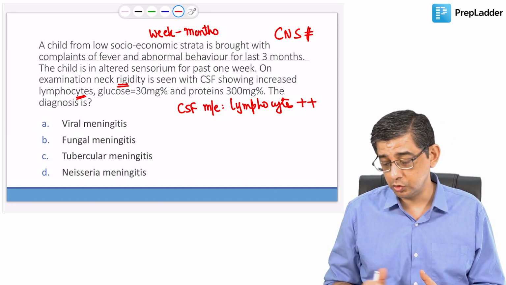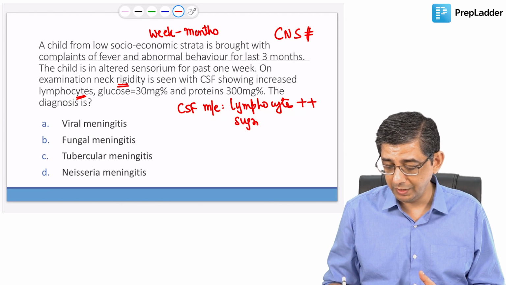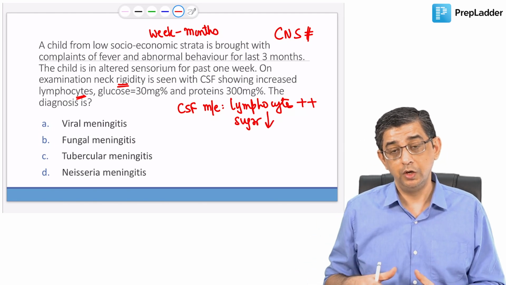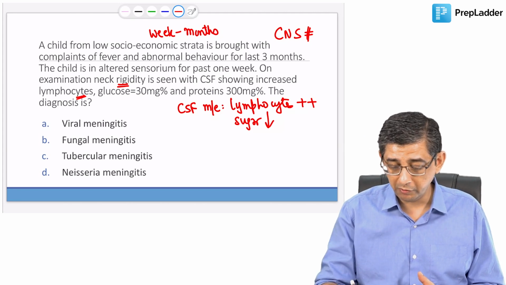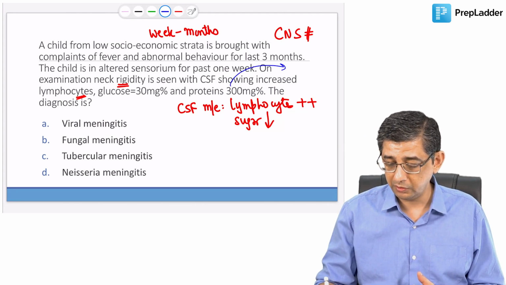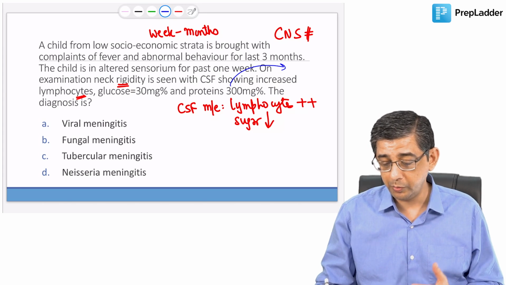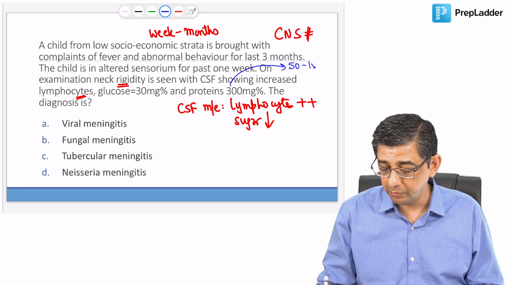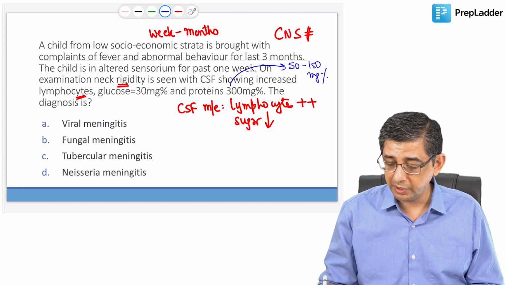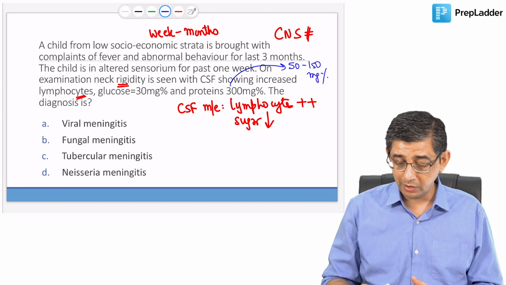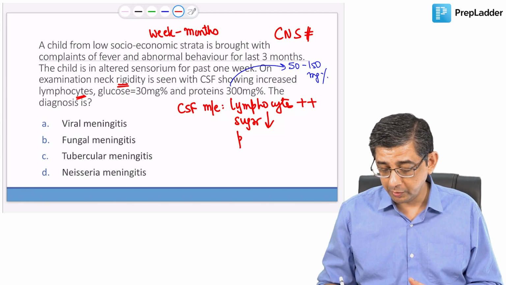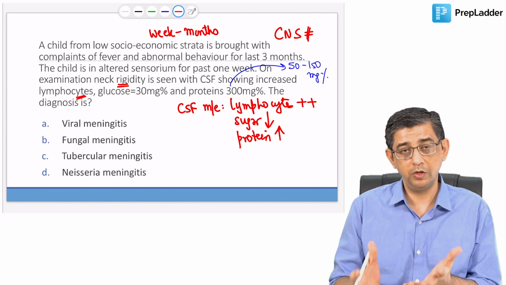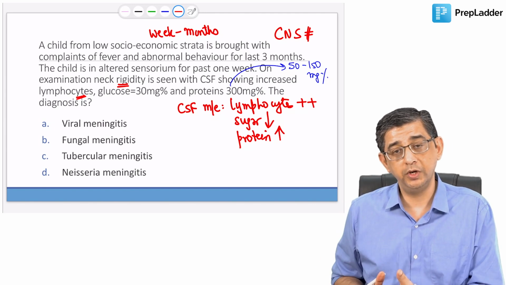The bacteria will consume the sugar, so CSF sugar will be lower. Normal CSF sugar is 2/3 of the blood sugar. Here it is low. Normal protein in the CSF, I think everybody knows, is in the range of 50 to 150 milligram percent, but in this patient it is almost double. Because there is an inflammatory process occurring here, antibodies are being produced. Antibodies are gamma globulin. Gamma globulin is protein, no? So the protein component is going to be increased.